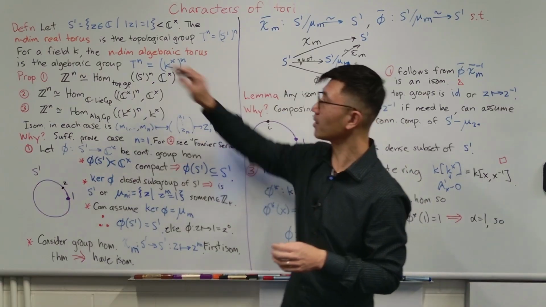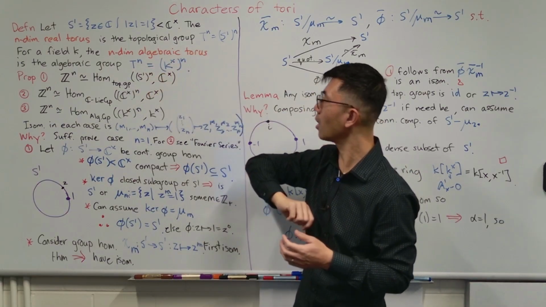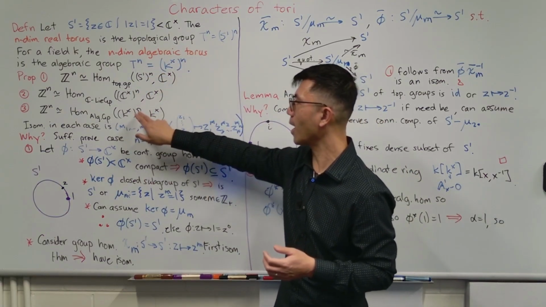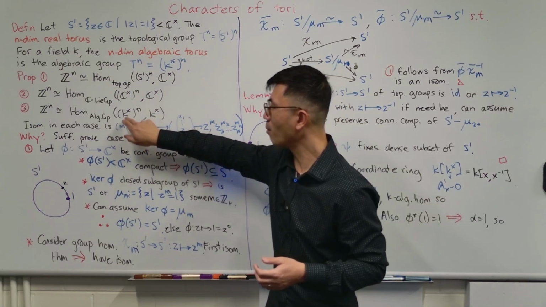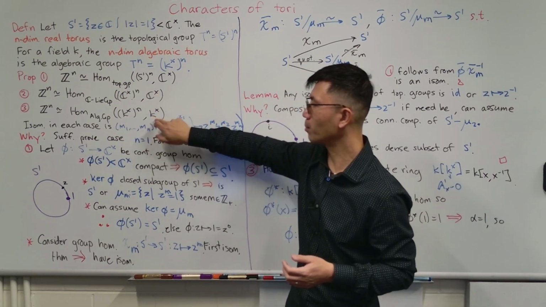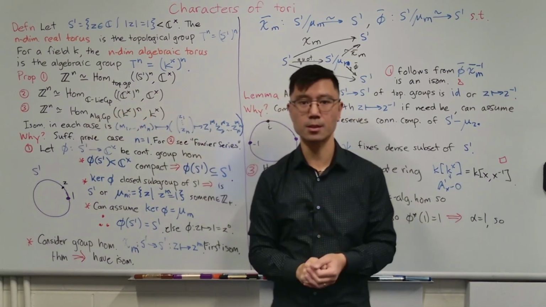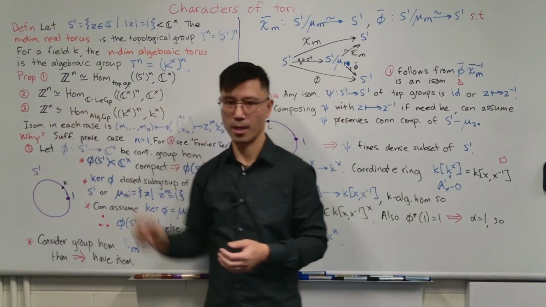Finally, you can look at the more general n-dimensional algebraic torus, K cross to the n. What are the homomorphisms of this into the multiplicative group K cross as algebraic groups? And again, the answer is Z to the n.